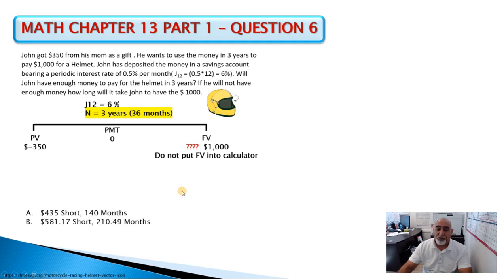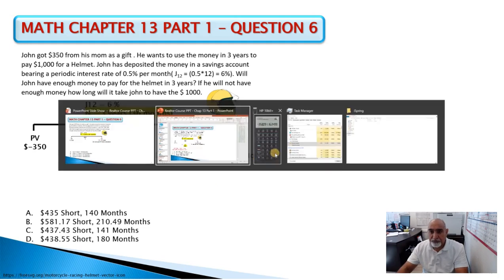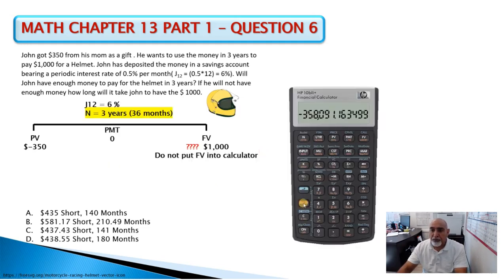Okay, so these are the choices. We bring the calculator. Clear all. And we're going to find the FV. See if it's $1,000. If it's $1,000, great, we can buy the helmet. If it's more than $1,000 FV, that means we have more than enough money. If FV comes out to be less than $1,000, that means we do not have enough money. So let's do the question.